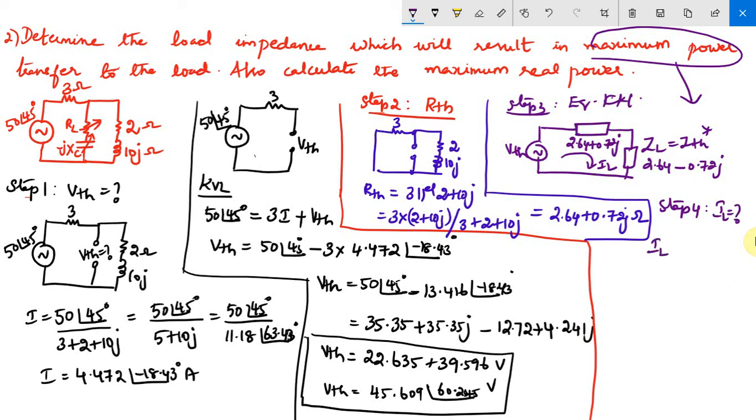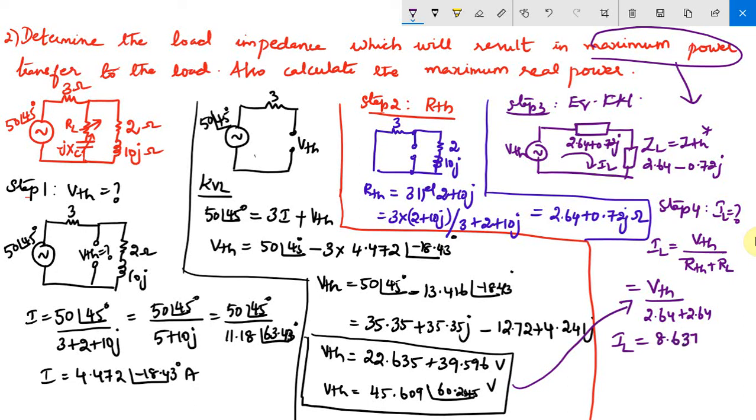So what is IL then? IL is equal to VTH divided by ZTH plus RL, which is equal to VTH divided by 2.64 plus 2.64. We already know what VTH is, so substitute that value over here. So we get IL is equal to 8.637 angle 60.25 degree ampere.